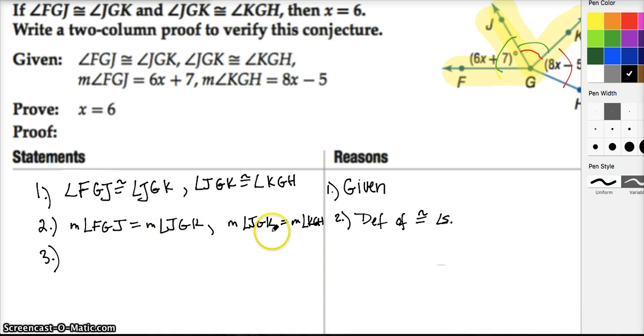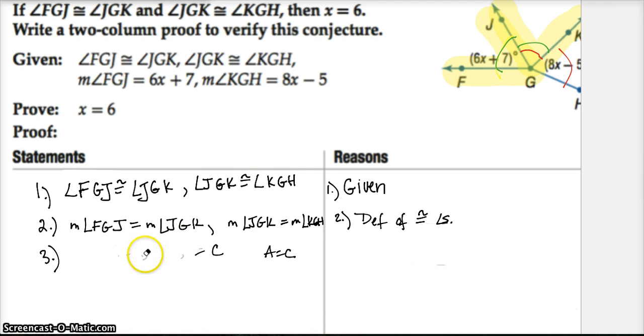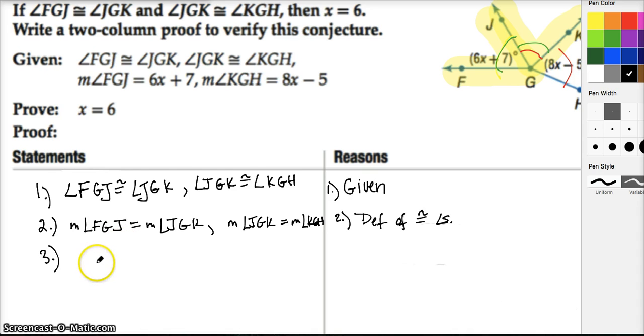So the transitive property of equality says, if you remember, if A equals B and B equals C, then A equals C. That's a lot like what I'm about to do here. I want to say, if this angle is equal to that, and that is equal to this other angle, then these guys are equal. And I can say that now. The measure of angle FGJ is equal to the measure of angle KGH. And I can say that that is a fact by the transitive property of equality.